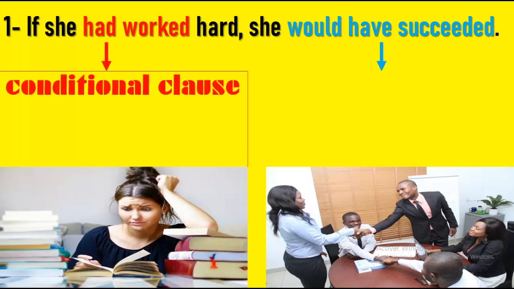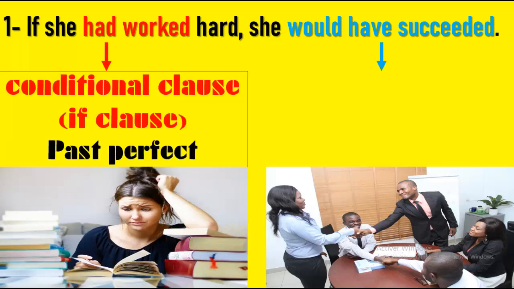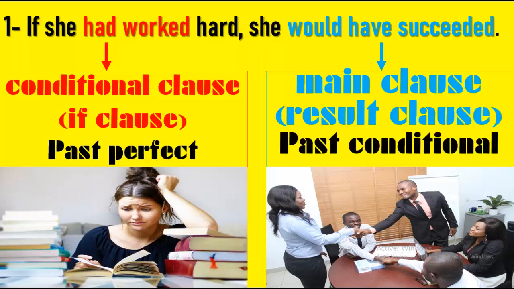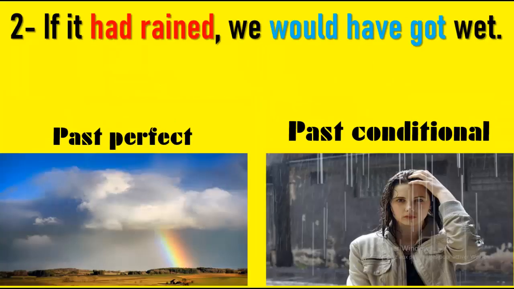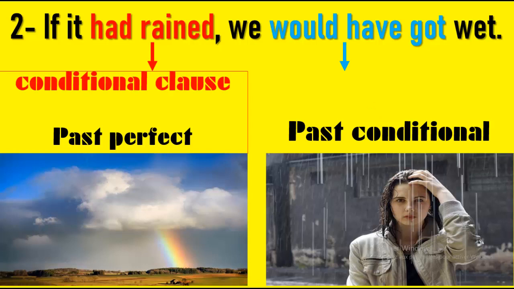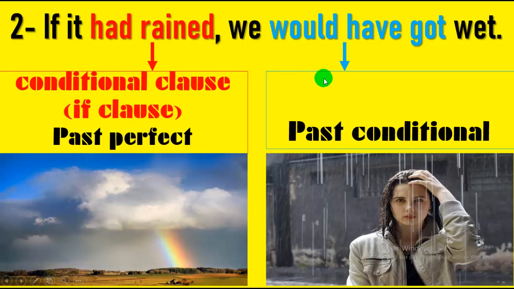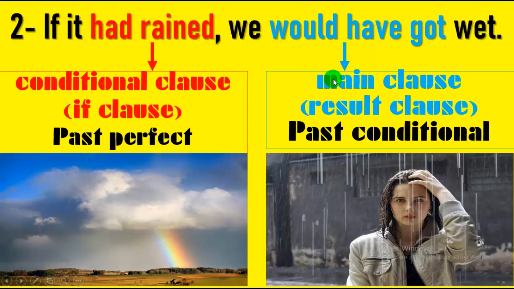If she had worked hard, she would have succeeded. Had worked is the past perfect in the if clause, and would have succeeded is the past conditional, or conditional perfect, for the main clause. Example number 2: if it had rained, we would have got wet. Had rained is past perfect, would have got wet is past conditional, for the conditional clause and the main clause. Past perfect plus conditional perfect, or past conditional.